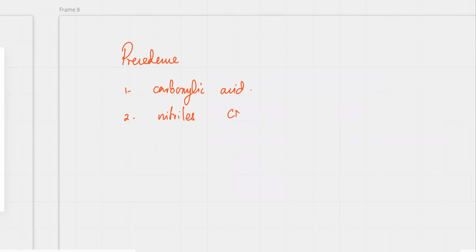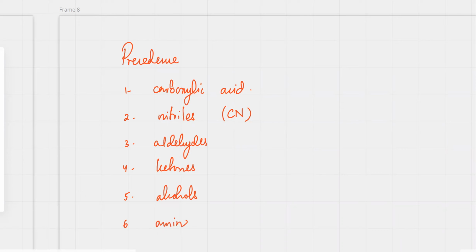Nitriles are the ones with CN in there. Number 3 is going to be aldehydes. I'm just going to do the ones which are important. Number 4 is ketones. Number 5, after ketones, you've got alcohols. And then your last one is amines. I mean, you've got all the other organic compounds as well, but we're going to ignore all of them. We're just going to learn the precedence of these groups.